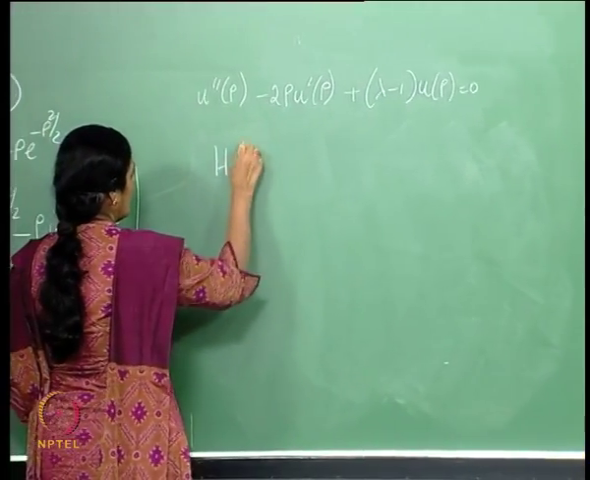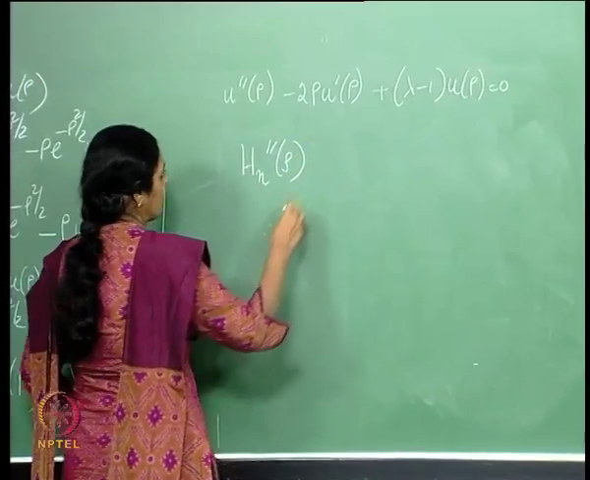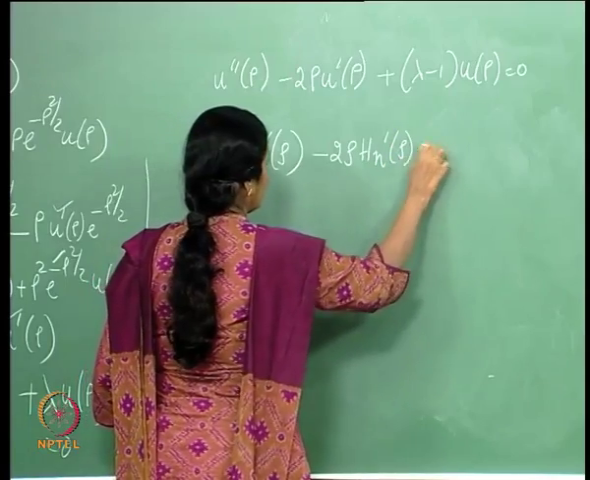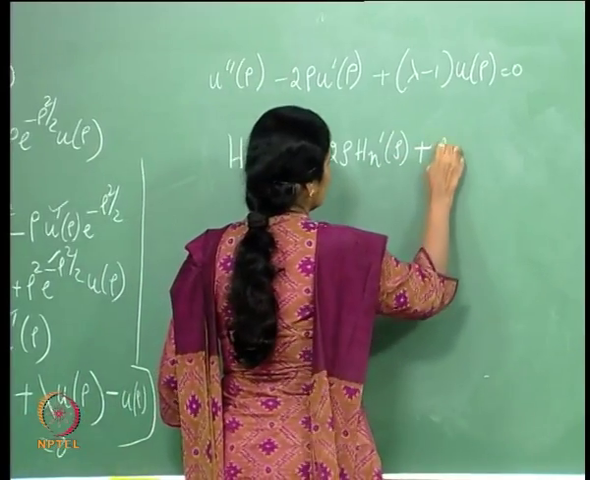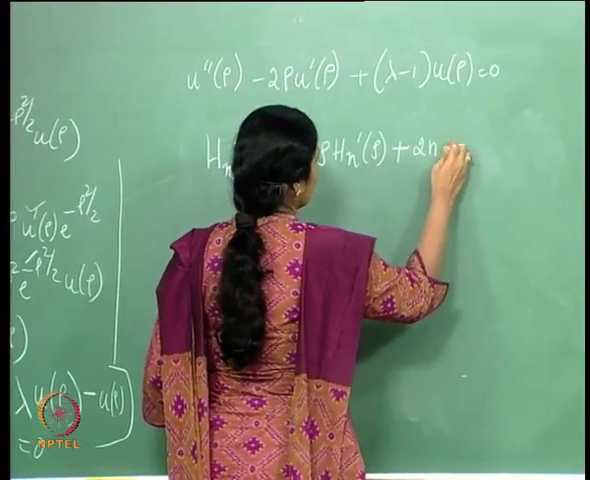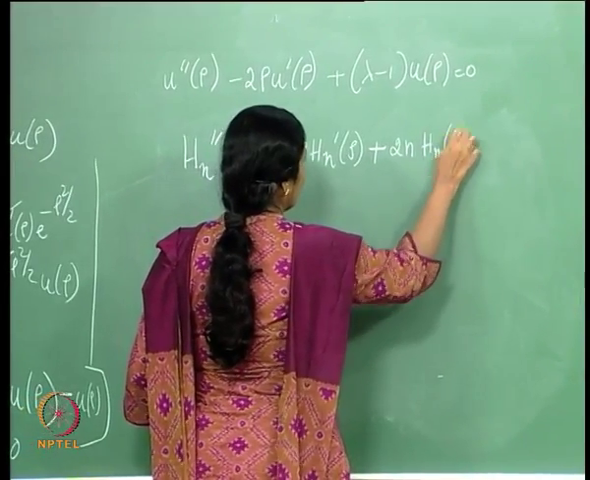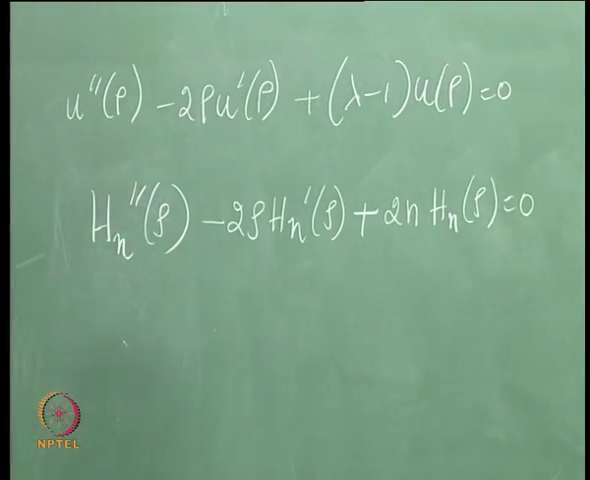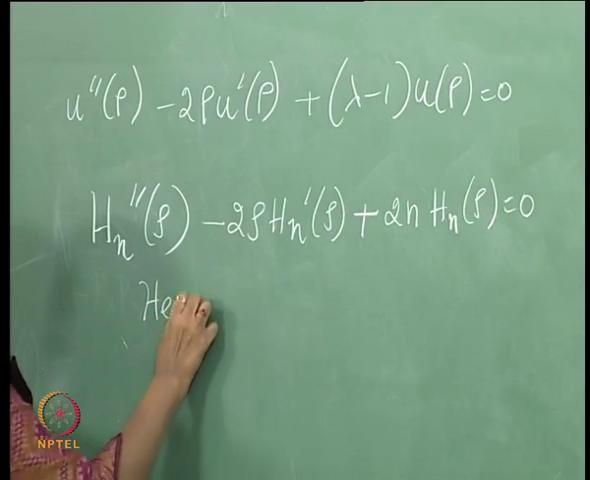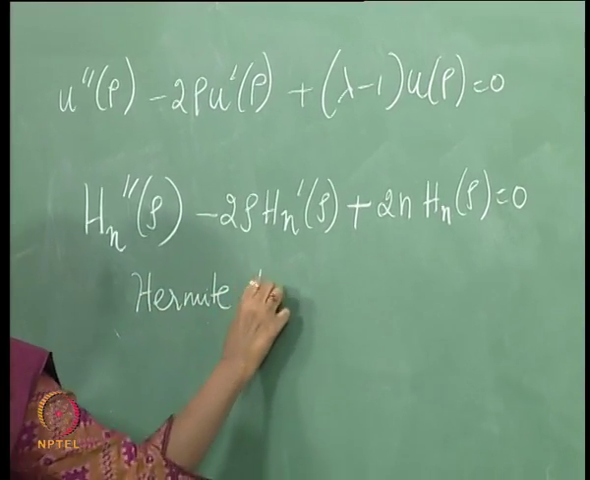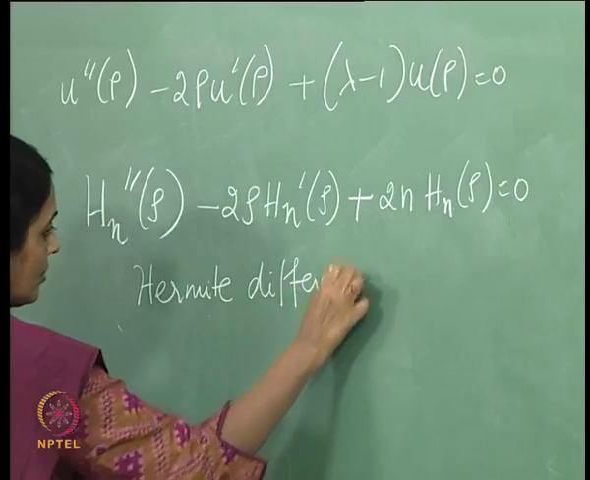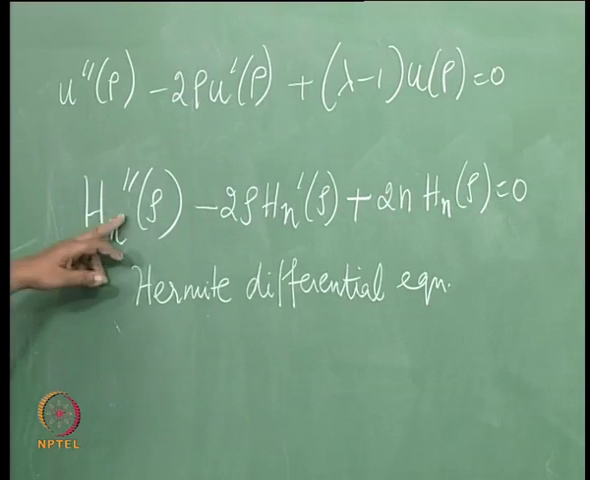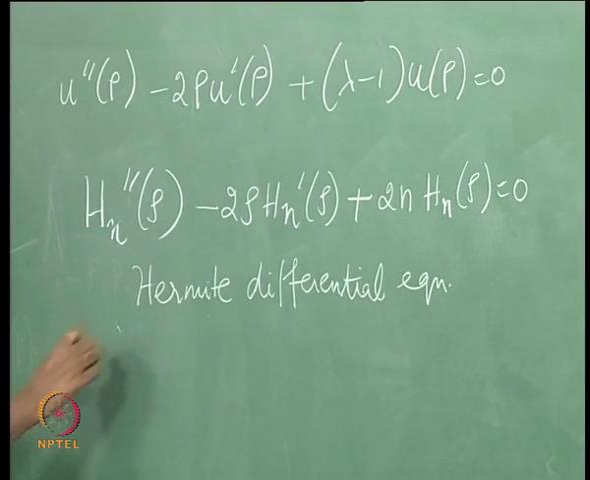The solution of the equation Hn double prime of rho minus 2 rho Hn prime of rho plus 2n Hn of rho equals 0 is the Hermite differential equation. These are polynomials in rho. Hn of rho is a polynomial in rho.